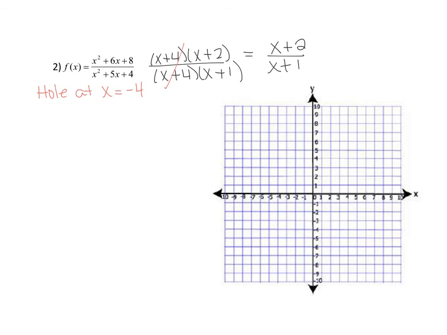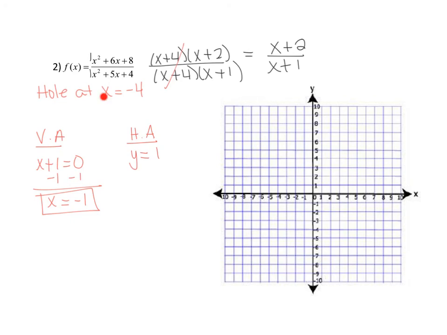So my vertical asymptote is only going to be on this simplified version. For the vertical asymptote, you set the denominator x plus 1 equal to 0 and solve. X equals negative 1. Horizontal asymptote: the degree of the numerator is equal to the degree of the denominator, so we take the ratio of the coefficients. They both have a 1, so the answer is y equals 1. Therefore, there's no slant asymptote.